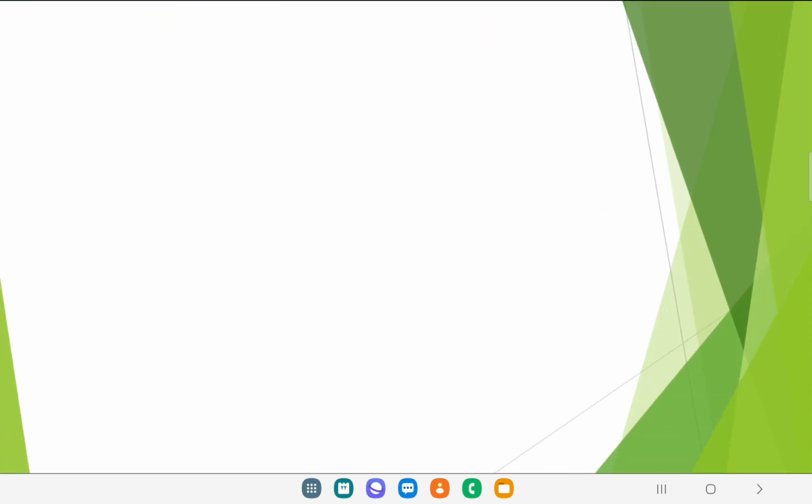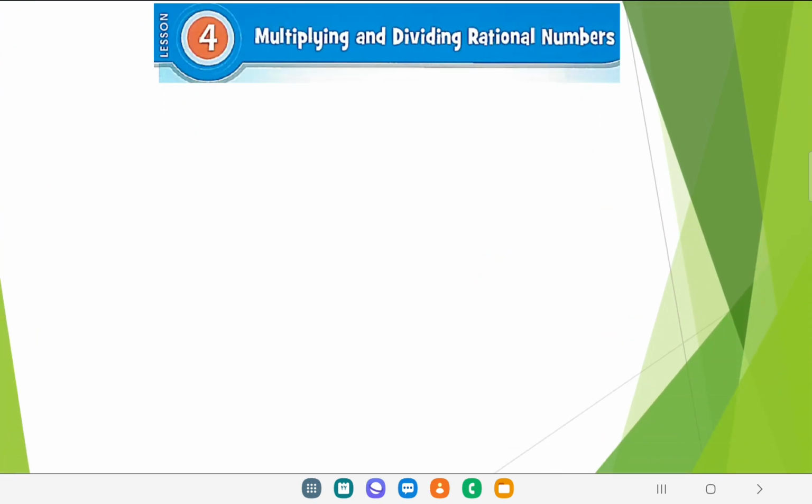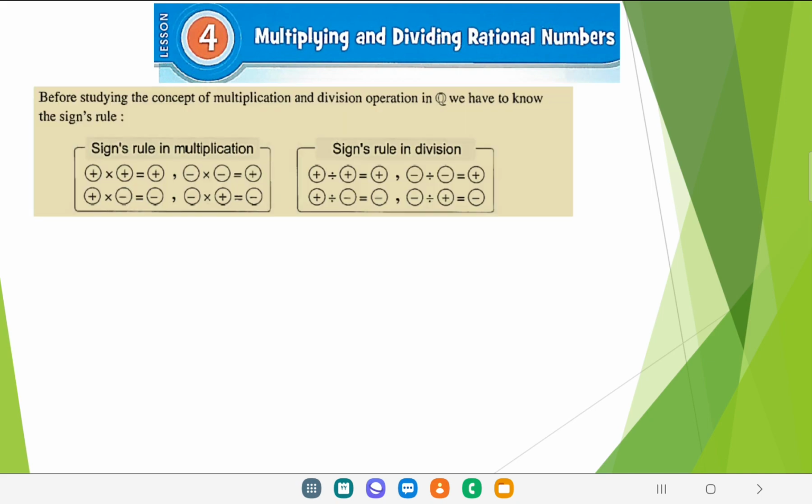Welcome here in lesson 4 in unit 1, multiplying and dividing rational numbers. Let's review the sign rules. We know in multiplying or dividing, same signs equal positive, different signs equal negative.